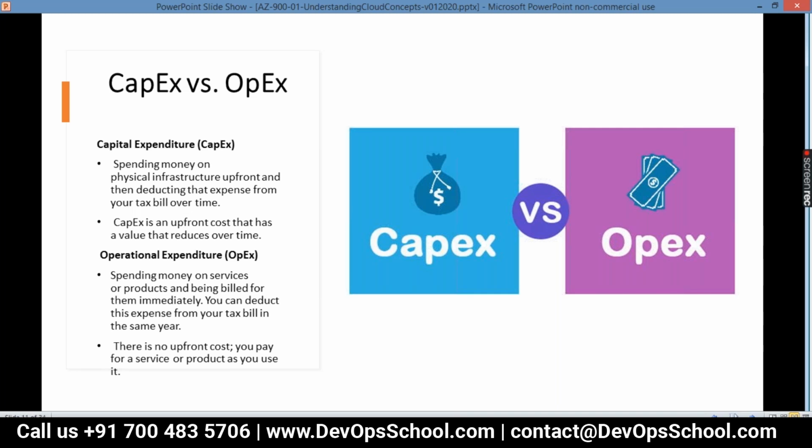The second one is operational expenditure. That is spending money on services or products, like whatever we are going to use on the Azure console. That is what we are using, the services. We are not spending any money on infrastructure. That is what operational cost is.